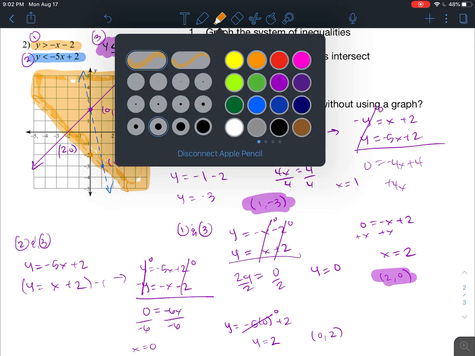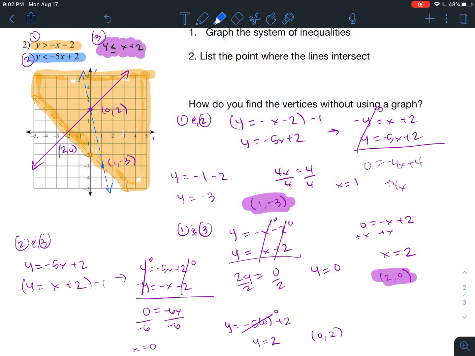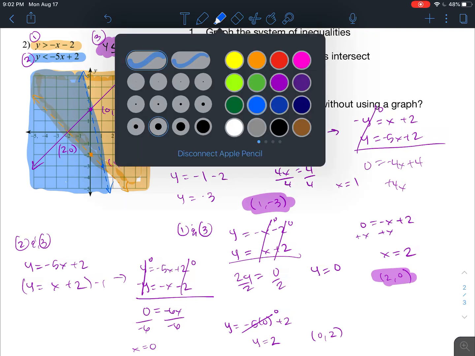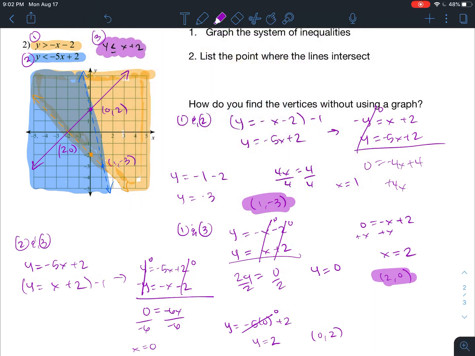And then for the blue line, we're going to shade below. So that is beneath it. And then for our purple line, we are shading beneath it. That's less than.